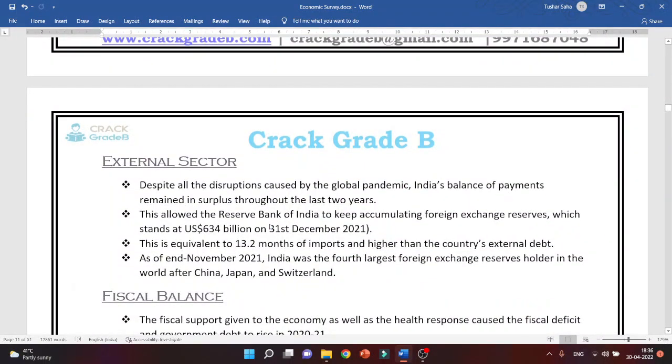And let's move to the next one, that is external sector, right? So external sector, let's see. Despite all disruption caused by the global pandemic, India's balance of payment remains in surplus throughout the year in the last 2 years. Now, you will have to think one thing. So the import is high, the export is less, then still why our balance of payment is in surplus? It is because of the intervention by the RBI, right?